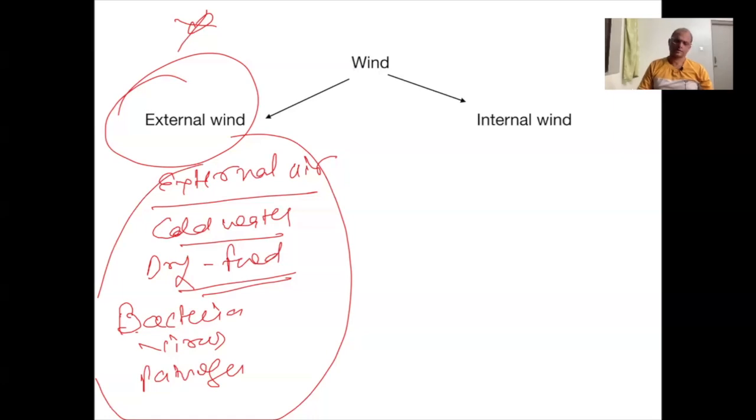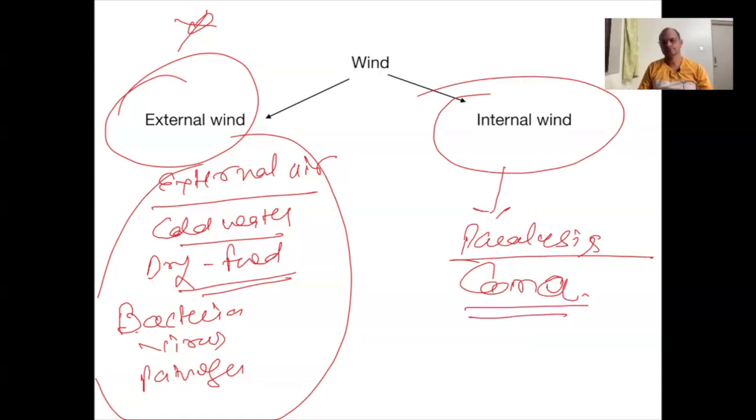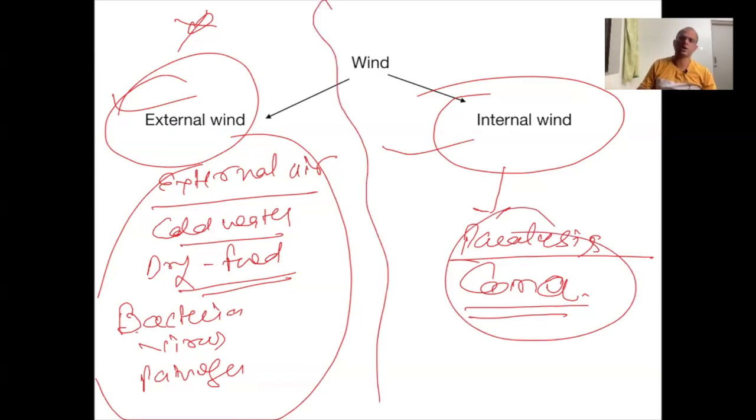But when there is a generation of internal wind, it can create paralysis, hemiplegia, coma, unconsciousness. So external wind might create bacterial infection, viral infection, okay, pathogenic infection. But because of the external wind, if there is a generation of the internal wind, then there are chances of paralysis. If the external wind is not creating the internal wind means, what is internal wind? Internal means the wind inside the body.